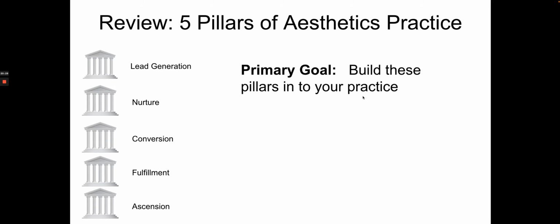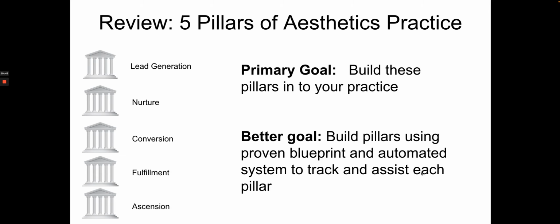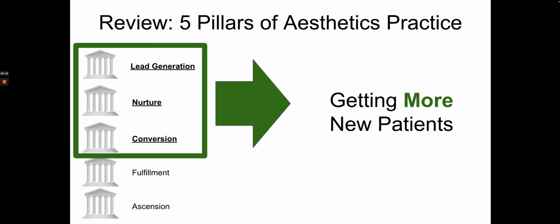So your primary goal is to build these into your practice. That's kind of the main thing. But perhaps a better goal would be, wouldn't it be nice to build these same pillars into your practice using a proven blueprint and an automated system to track and assist each pillar? So, for example, these 3 pillars here actually are what is getting more new patients. Getting more new patients is really the crux of any business or any practice, but particularly aesthetics practices, because they literally grow or die based on the number of patients they get.